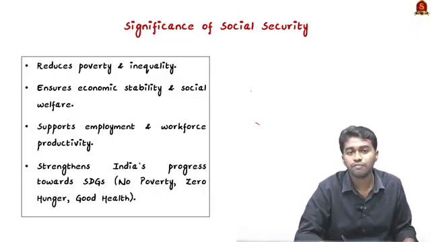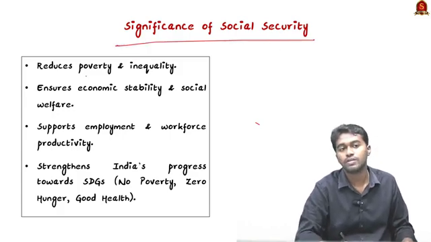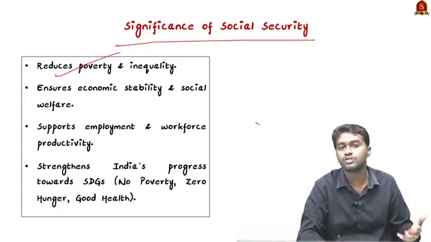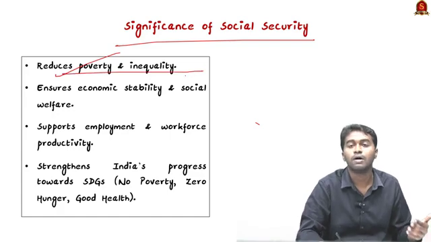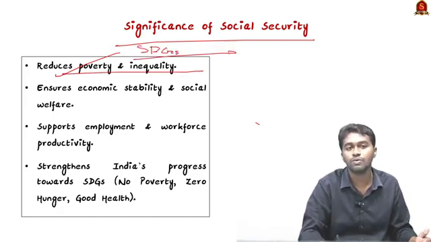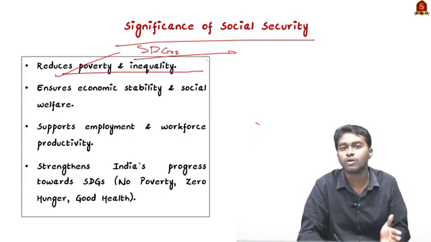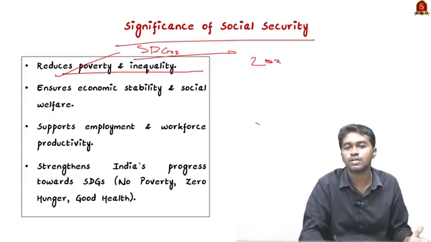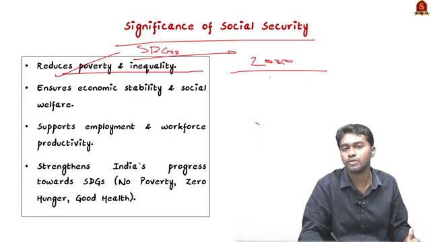And coming to the significance of social security, it helps in reducing poverty and inequality. We know that poverty is the second goal of the SDGs. So we are moving closer to the SDG 2030, right? Just 5 years from now.